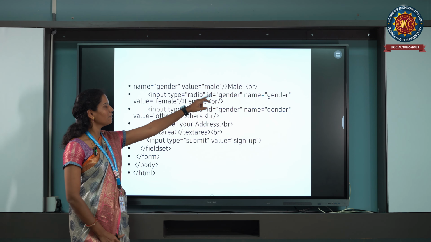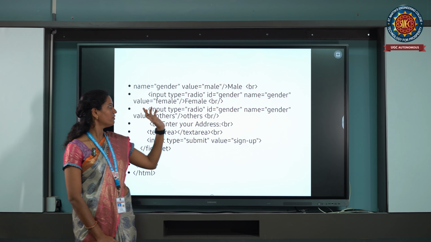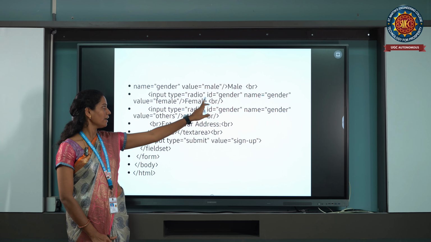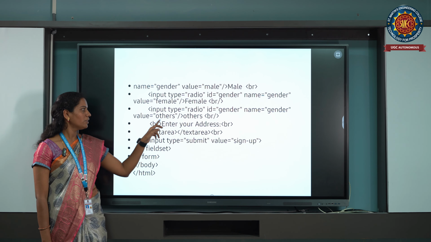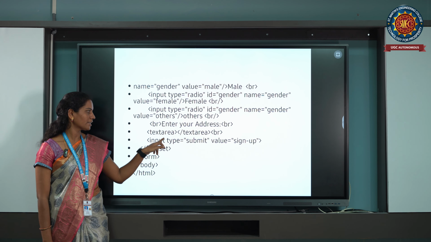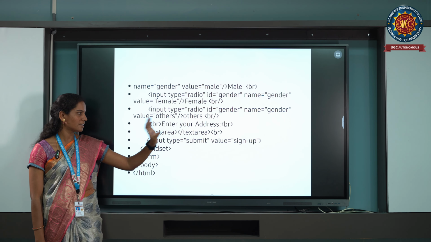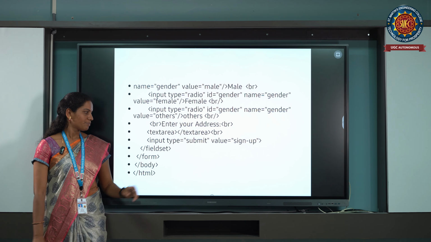After giving the male and female input tag equal to radio button, gender name equal to gender, value female. After closing the female and giving the break tag, input type equal to radio button and name equal to gender, value of the others. By break tag, enter your address. After that, text area, we are giving the enter your address name.